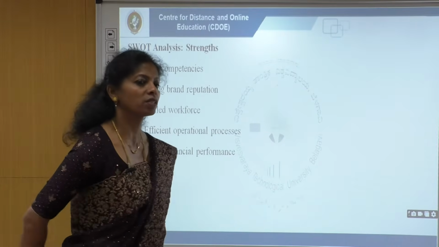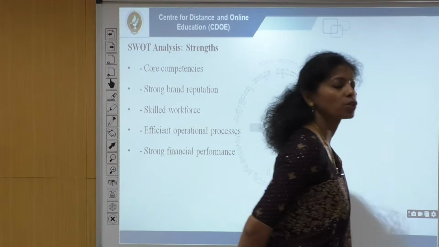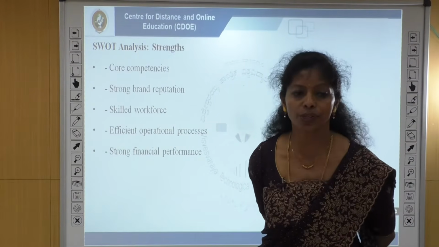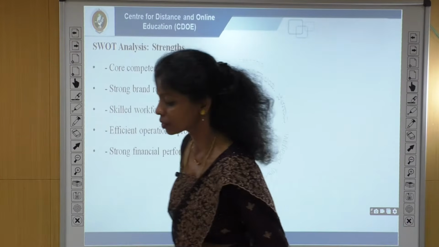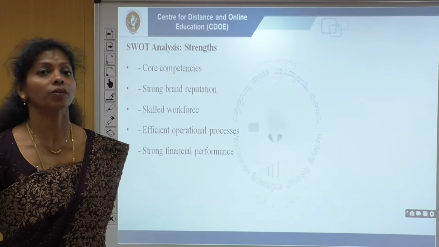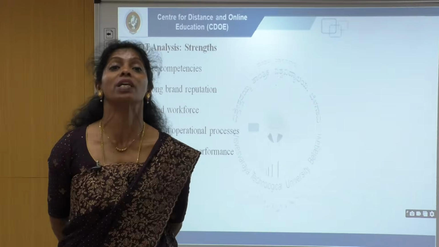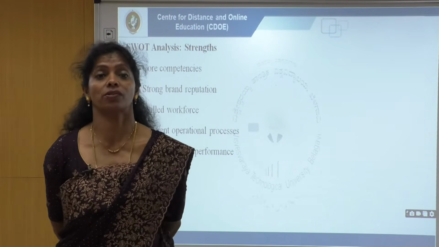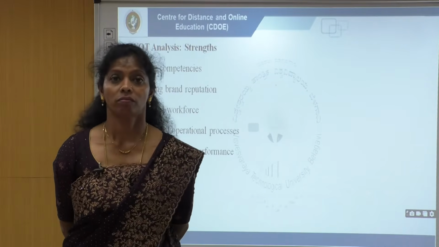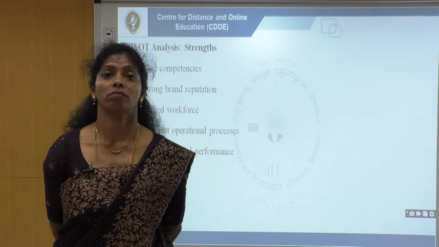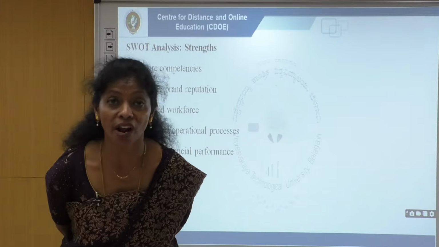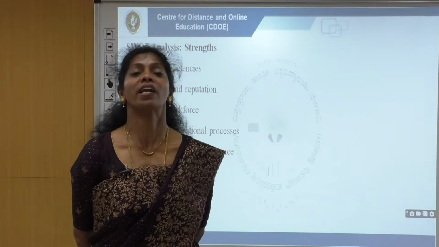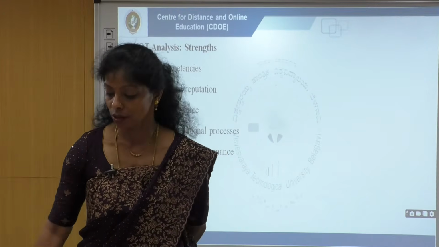So SWOT analysis, strengths are core competency, strong brand reputation, skilled workforce, efficient operations process, strong financial performance, employee knowledge, quality and quantitative. Employee is an asset of an organization. Distinctive competitiveness: how unique you are, how valuable your resources are, how unique is your infrastructure and layout design, how sound the company is in terms of financial position. These are all strengths.